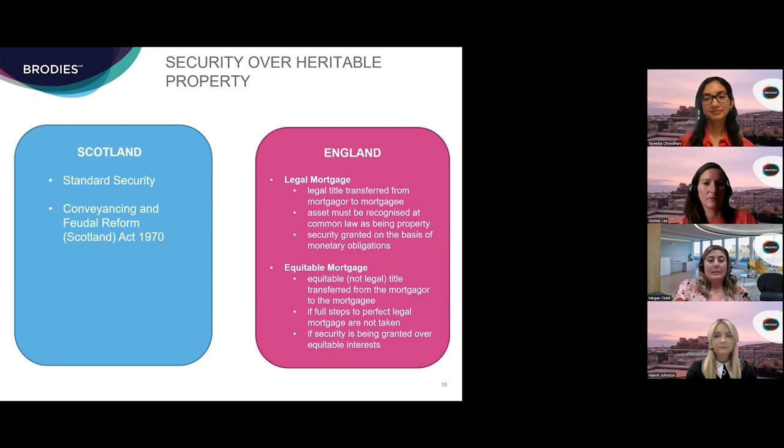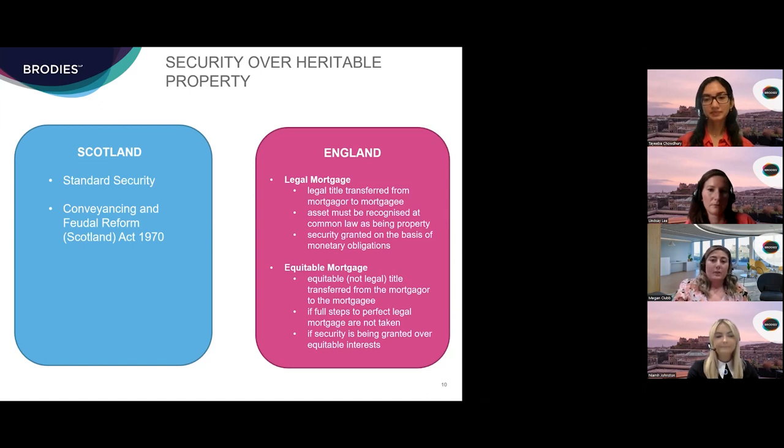In England, as I've mentioned, there are two forms of mortgage, legal mortgage and equitable mortgage. And this, again, is due to the law of equity being recognised in England. The criteria for these two types of mortgages are listed on the slide. Legal mortgages are governed by the Law of Property Act 1925. Equitable mortgages, on the other hand, are not governed by statute. However, they are recognised by Section 90 of the 1925 Act.